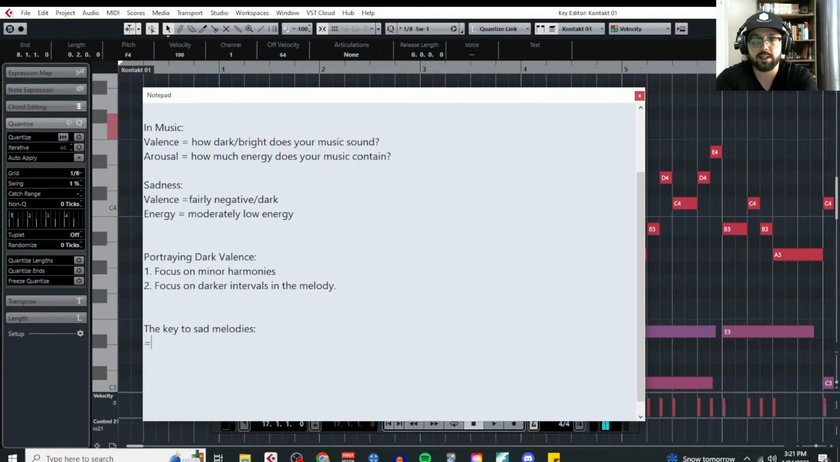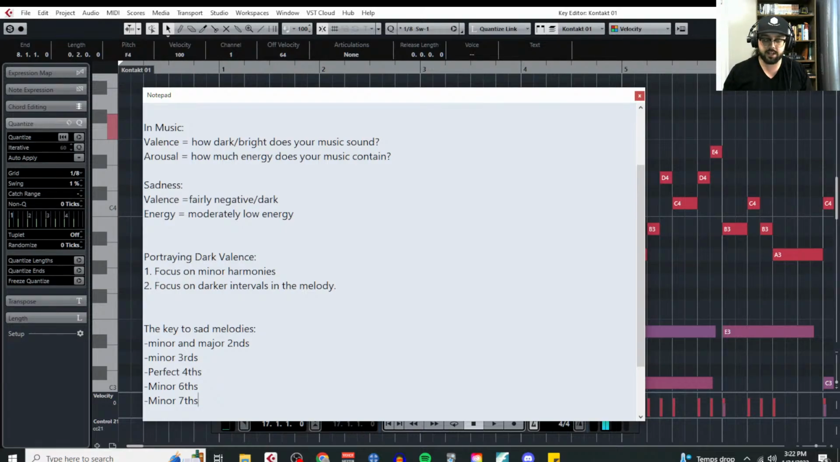So let's see, we've got minor and major seconds. Minor thirds. Perfect fourths. Minor sixths. And minor sevenths. These are most of the minor and kind of darker intervals.